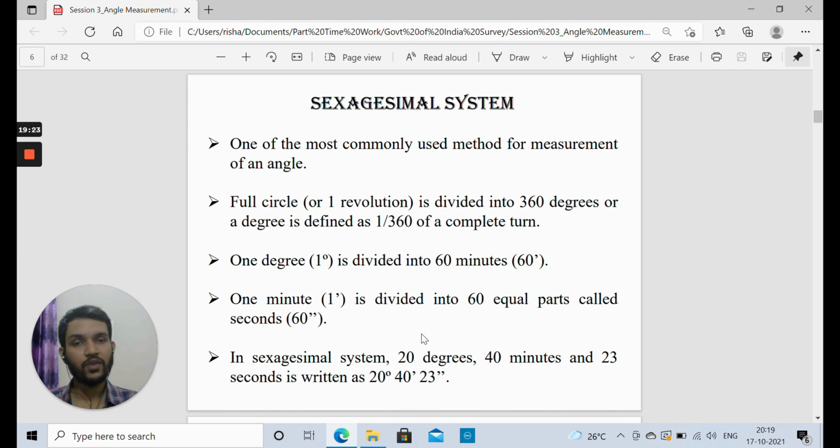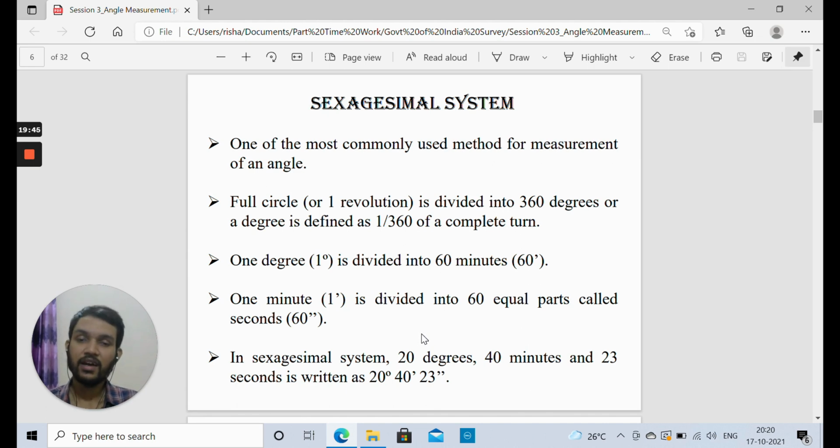It is one of the most commonly used measurement systems. In this, 1 degree is split into 60 equal parts that are known as minutes. So you can say 1 degree is equal to 60 minutes, and 1 minute is again divided into 60 equal parts that are known as seconds. So each minute has 60 seconds attached to it.